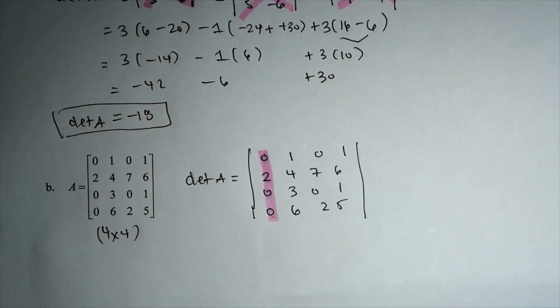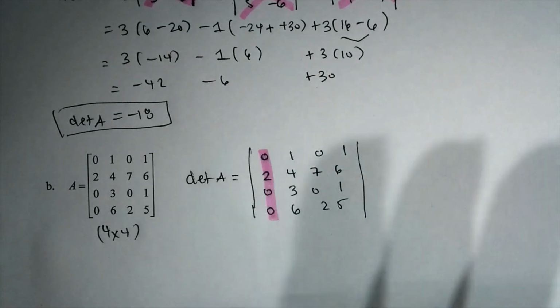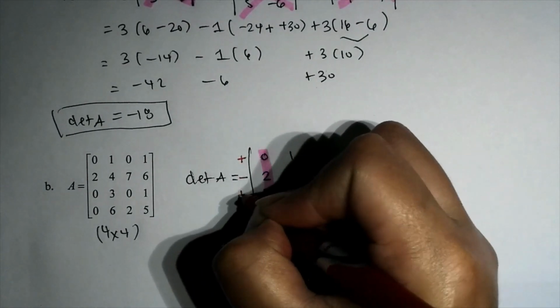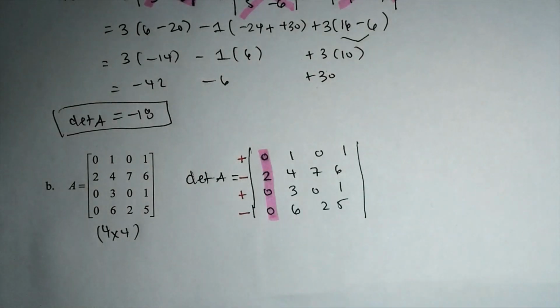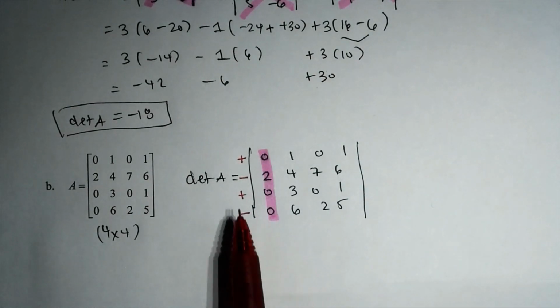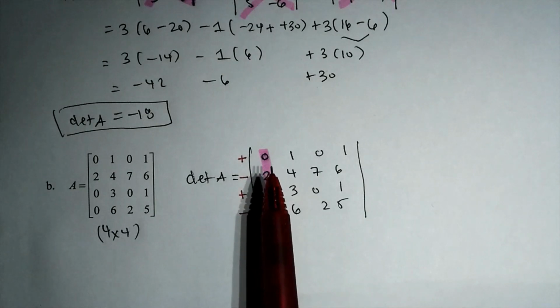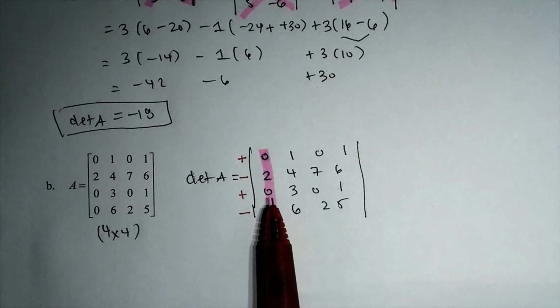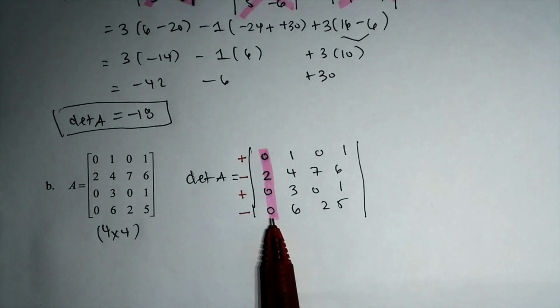Okay, now in terms of the size, is it going to be plus this, plus that? You can do some really cool math, or you can just stick with the tic-tac-toe action. So we always start with plus, and then we're going to do sign change. Minus, plus, minus. So when we expand this column, it's gonna be plus 0 times whatever, minus 2 times whatever, plus 0 times whatever, minus 0 times whatever.